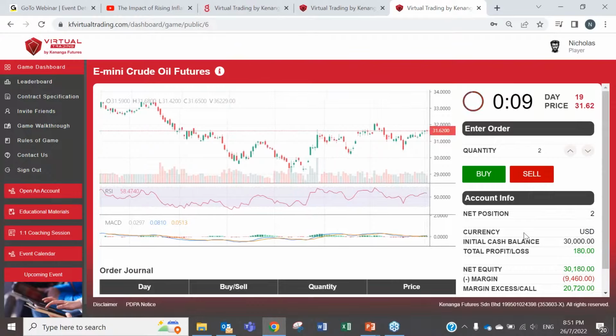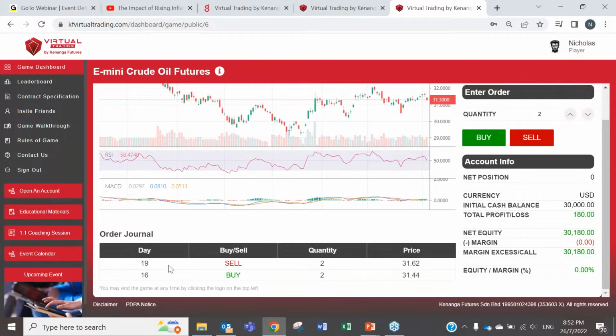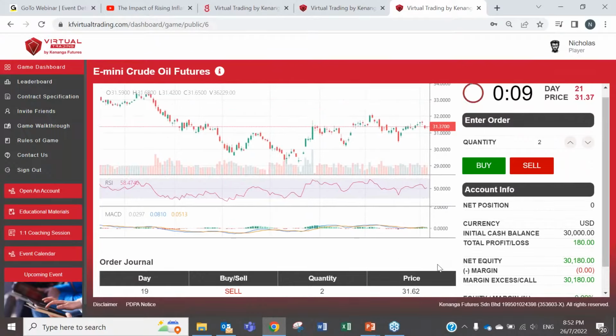For example, if I would like to take profit and close my position now, I can hit sell, and that's it. This is the profit that I made over 3 days. So on day 16, I bought 2 contracts at this price. On day 19, I sell 2 contracts and close up my initial position.